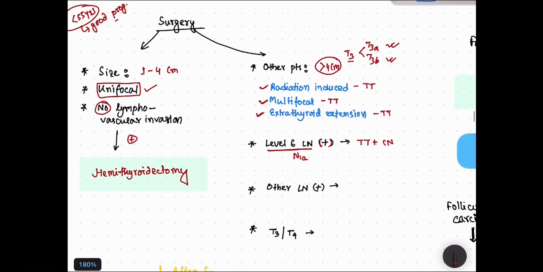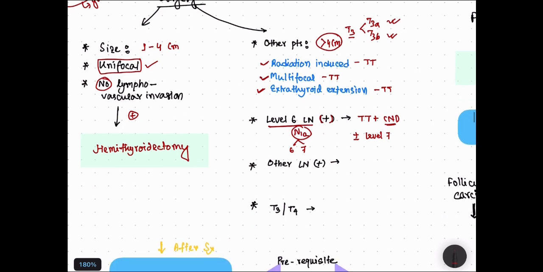central neck dissection. Central neck dissection means here you are removing level 6 plus or minus level 7 also, because recently level 6 is in the 1A group. In 1A staging, level 6 as well as level 7, these two are incorporated. So if level 6 is involved, then total thyroidectomy plus central neck dissection has to be done.